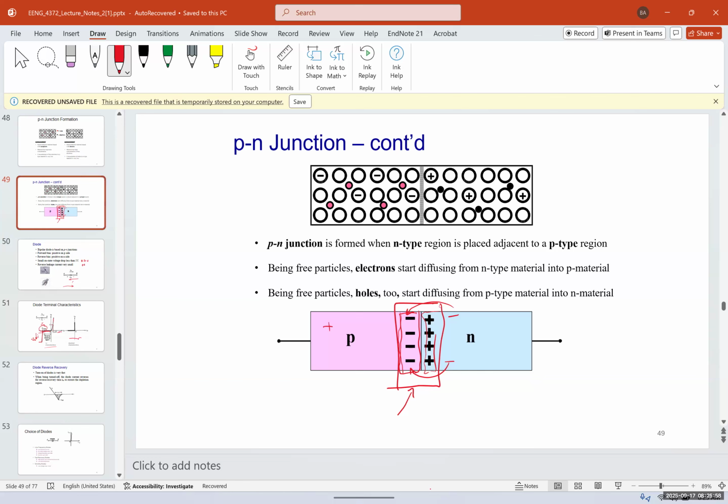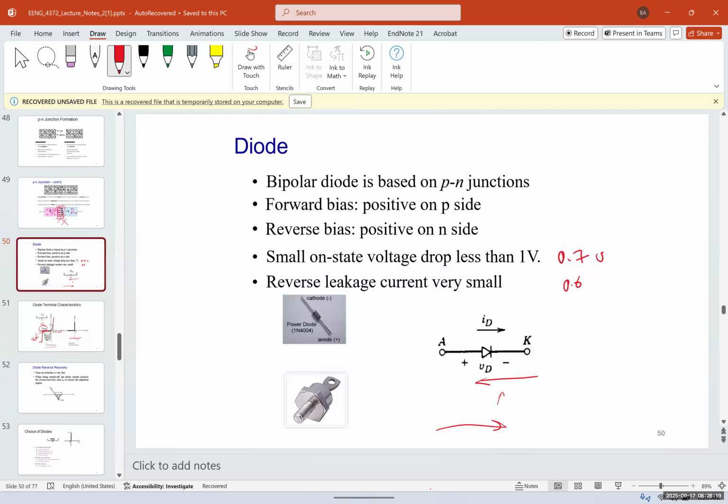You're going to saturate this with the positive, and when you connect this to the negative, you're going to saturate it with negative. Therefore, you're going to have a connection between them. But if you connect this to negative and this to positive, you're going to expand the depletion region and block the system. So a bipolar diode is created when we connect the PN junction. In forward bias, the positive is on the P side and the negative is connected to the N side. In reverse bias, the positive is on the N side and the negative is on the P side.